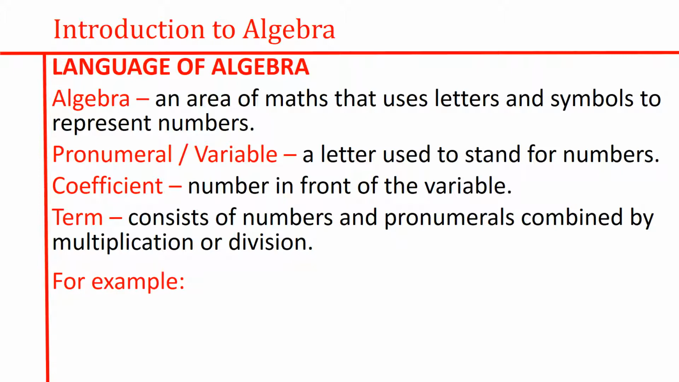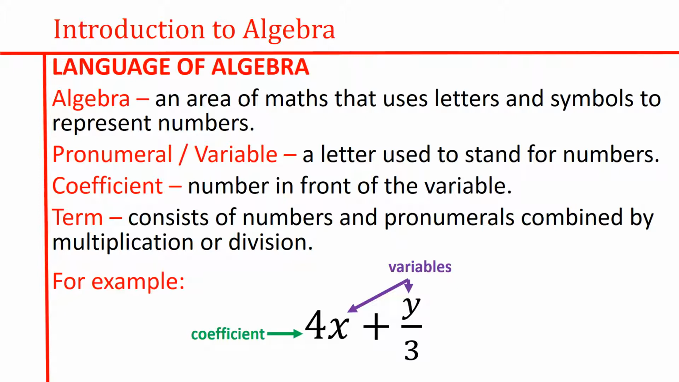An example of all of these definitions put into a question is 4x plus y over 3. So x and y here are our variables or pronumerals. So they're the words that we use to describe them. 4 is a coefficient, and we have two different terms in this expression. We've got 4x, so 4x is combined by multiplication, so that's one term. And then the second term is y over 3, that's another term. And you'll see that they're separated by an addition there. So please copy all of those definitions and that example clearly labelled into your book.